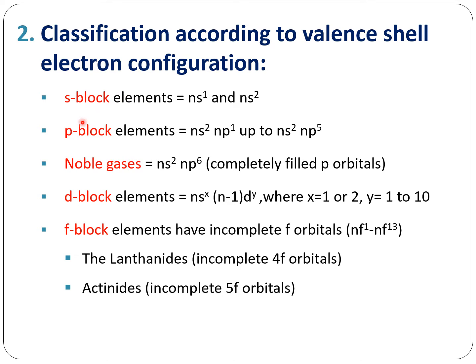Normally for s-block elements, we have ns1 and ns2 because s can only hold 2 electrons. For p, we have ns2 np1 up to ns2 np5. Noble gas, this is how we fill the noble gas, because 6 plus 2 is equal to 8. So for the p block, it could be up to 6. For d blocks, from 1 to 10. The f block is 1 to 14.